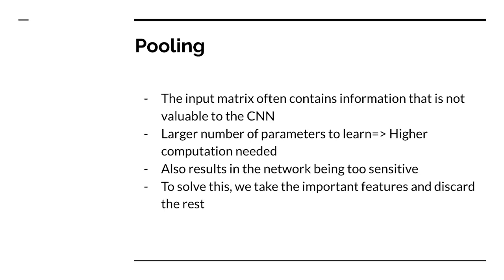Now, we have the pooling layer. Now, what is pooling, right? So, the input matrix often contains information that is not valuable to the CNN. So, a larger number of parameters are there to learn, which implies that you require higher computation. This also results in the network being too sensitive. So to solve this issue, we take the important features that are actually essential, and then we discard the rest.